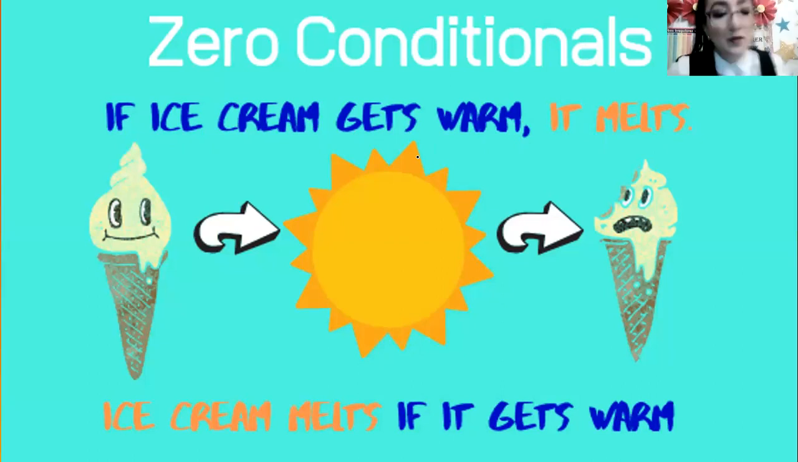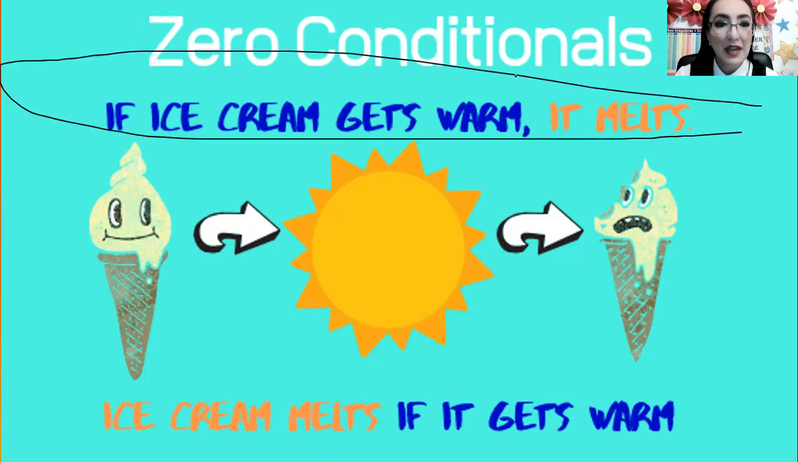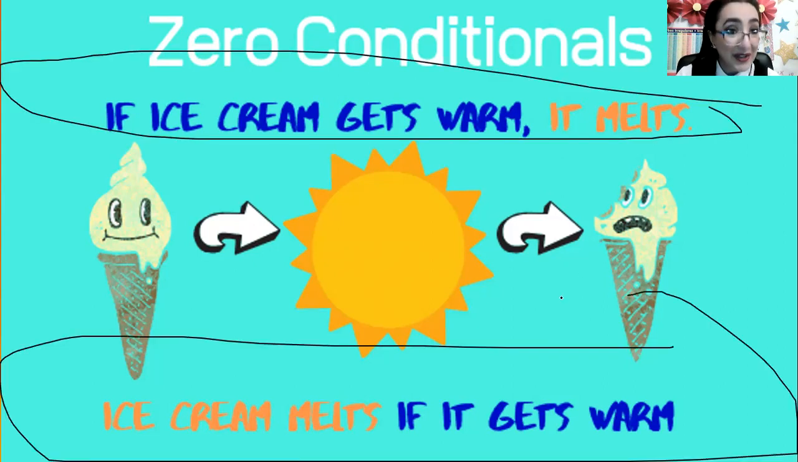Sometimes you are going to be changing the subject in order to avoid repetition and in order that we could know in an exact way who or what we are going to be talking about. Ice cream melts if it gets warm. If ice cream gets warm, it melts. Okay, one way or another.